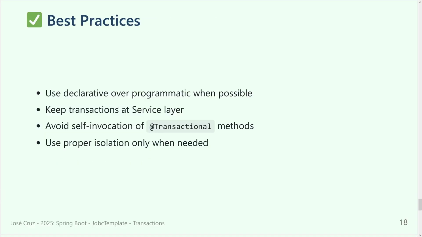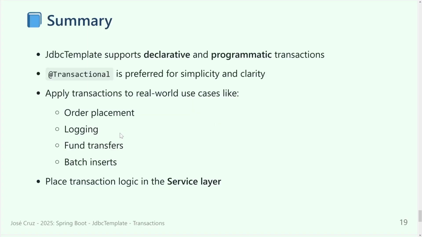Okay. Best practice, use declarative or programmatic when possible. Everything in Spring Boot is declarative, so try that. If it's not possible or you need more fine-grained control, of course you should go programmatic. Keep transactions at the service layer. Avoid self-invocation of transactional because of the proxy complications, as I said previously. Use proper isolation only when needed. I will address this in a different video. Usually the default isolation, you should see it in the documentation, but it should be something like read committed if you start to read about isolation levels.